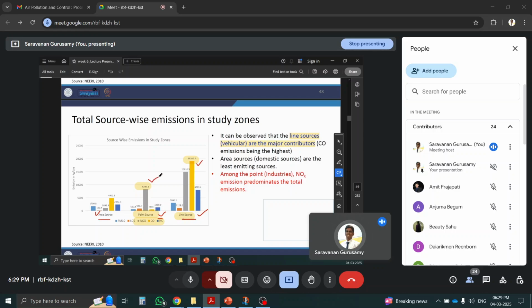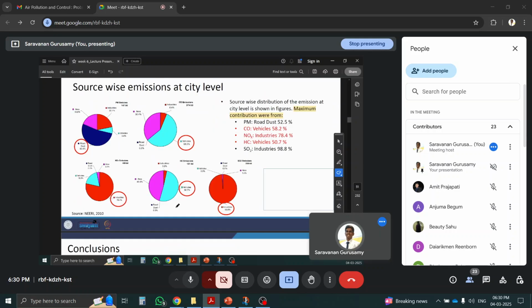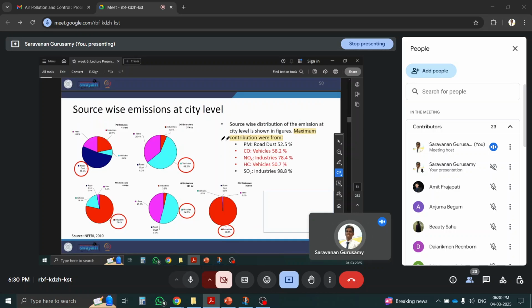From the point source, NOx is higher, that is from the industries, and area sources are emitting carbon monoxide again more. So residential areas are emitting carbon monoxide, and the vehicles are also emitting carbon monoxide and NOx. Industries are emitting more of NOx. Yeah, this is the summary of the result. And total emission at city level was also given here, like industrial, vehicular, and road dust emission. So if you compare the source-wise emission, PM is higher from the road, and carbon monoxide is higher from vehicles. NOx is higher from industries, hydrocarbon is higher in the vehicles, and also SO2 is mostly from the industries.